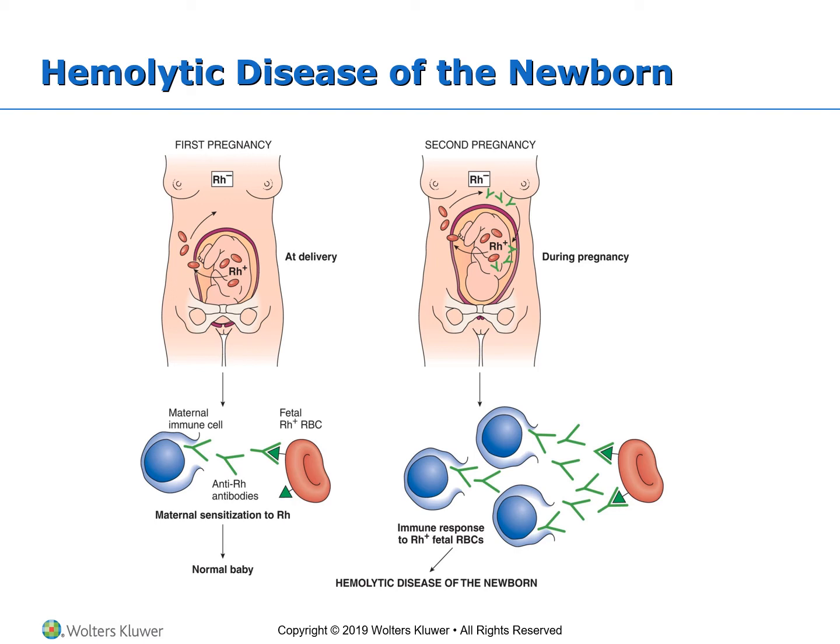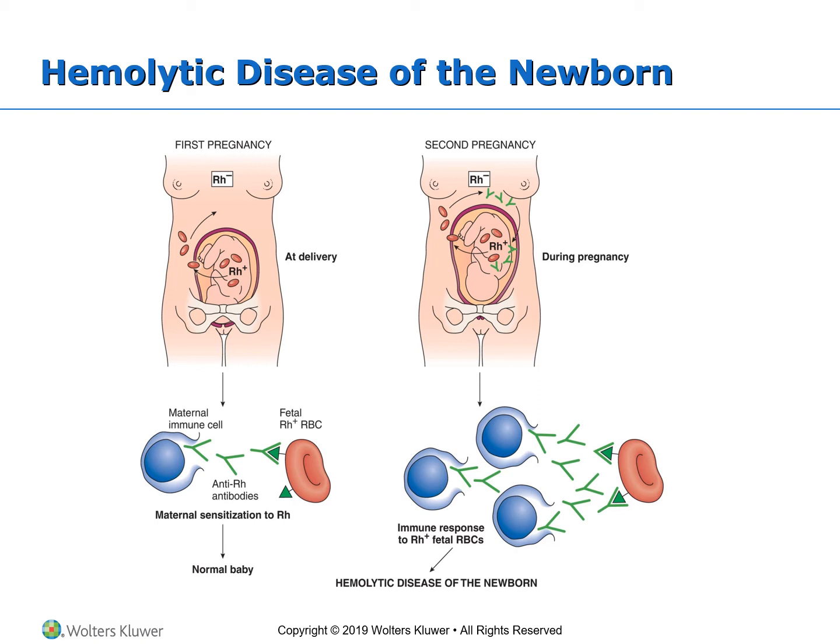With the second pregnancy, that may be again with an Rh positive baby, the mother already has the antibodies, and the antibodies already know how to recognize those Rh positive erythrocytes, and they may attack them very quickly. As a result, a cascade of processes will start, and the fetal erythrocytes will be destroyed by hemolysis, and the life of the baby and of the pregnancy will be endangered.